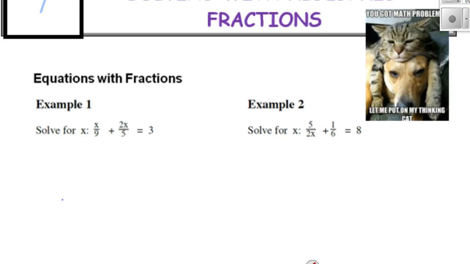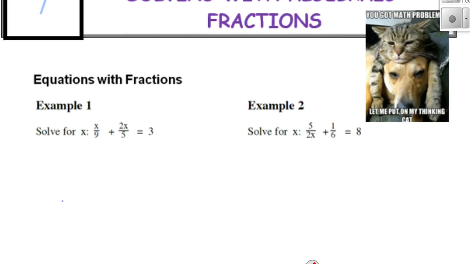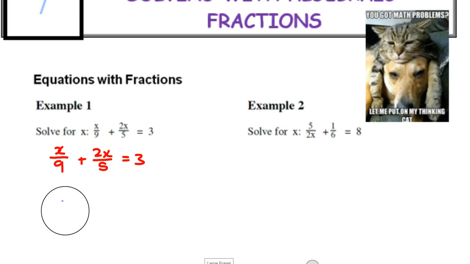So first one, we've got x over 9 plus 2x over 5. It looks a bit confusing with the x dot dot next to it, so I'm going to rewrite the question. x over 9 plus 2x over 5 equals 3. And our next step is to think we need to combine the fractions on the left. So we need to think, what is the common denominator? What's the LCD? Think of 9 and 5. That's right, LCD is 45.